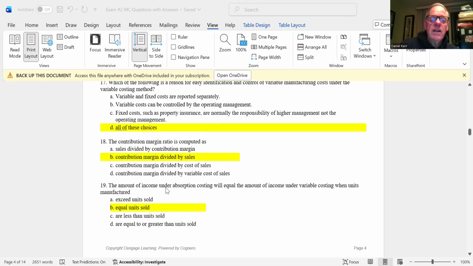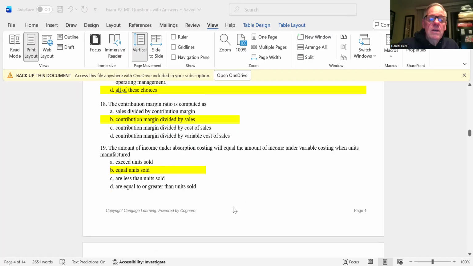19, the amount of income under absorption costing will equal the amount of income under variable costing when the units manufactured equals the number of units sold. So if you have an increase in production, if you produce more than you sell, or you sell more than you produce, those two methods will give you different answers. But if there's no change in the inventory, i.e. when the number of units sold is equal to the number of units manufactured, your net income is going to be the same under both absorption and variable. So the correct answer there is B.